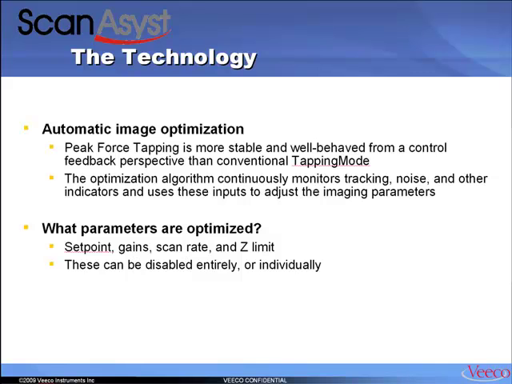The optimization algorithm continuously monitors the quality of tracking, the noise on a scan line and other parameters, and it uses these inputs to adjust the imaging parameters. Parameters that can be changed automatically are set point, the feedback gain, scan rate, and the Z limit. If you desire, you can disable the optimization entirely or individually, and then go ahead and change these parameters by hand.